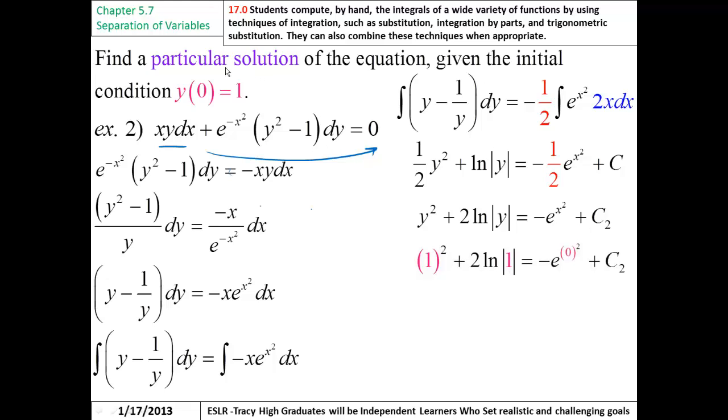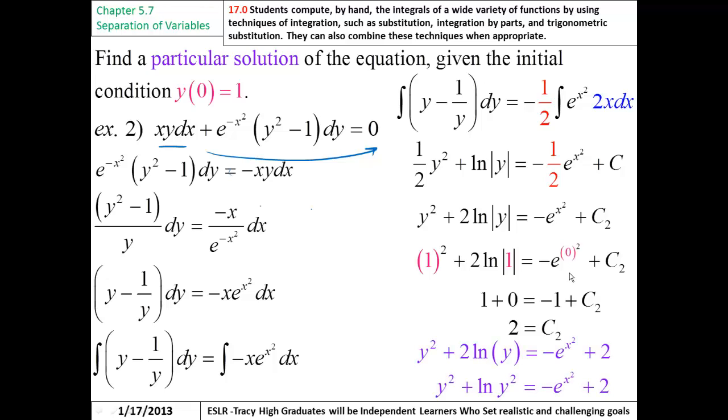Now our initial value. Oh, and the other thing is that it did not say y equals f of x. Thank goodness, because I don't know if you can even solve that as a function of x. You certainly can't. So we're plugging in our initial value, and we get 1 squared plus ln of 1 is 0. You'll know that if you don't already. 0 equals minus e to the 0, which is 1, so minus 1 plus c. c sub 2 equals 2. And we get y squared plus 2 ln of y equals minus e to the x squared plus 2.